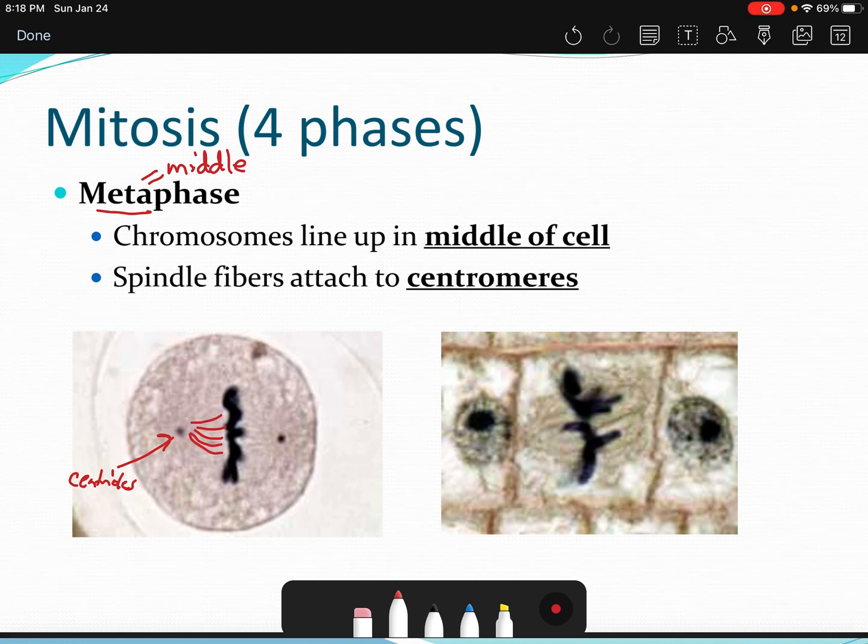Those are the spindle fibers, and they're going to attach. And these chromosomes, you can see, line up straight in the middle. Here they are again over here, and you can see these faint little lines. Those are the spindle fibers attaching to those chromosomes. But whenever you see chromosomes lined up in the middle, meta means middle, so that would be a cell that's in metaphase.